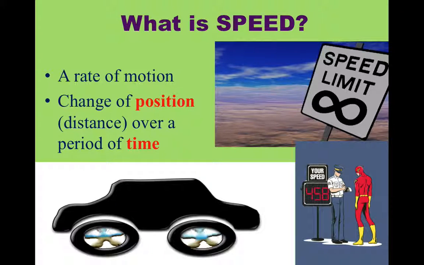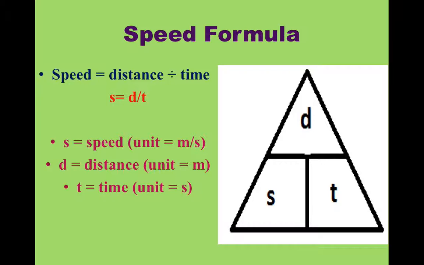planes at top speed. So speed is a rate of motion. You're changing your position over time. Now, when we calculate speed, here's our formula. It is distance, whatever distance you travel, you divide it by your time.